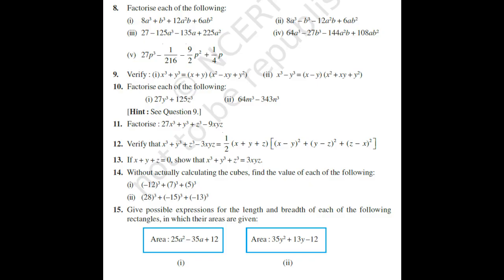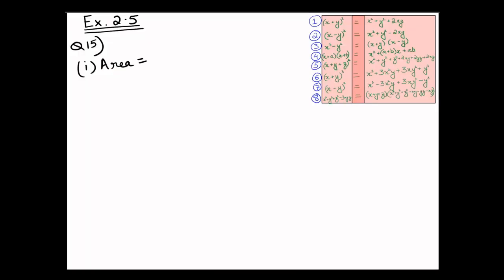Moving to question number 15, it's asking us to give possible expressions for length and breadth of each of the following rectangles in which their areas are given below. And the first part, we're given the area of the rectangle is 25a square minus 35a plus 12.